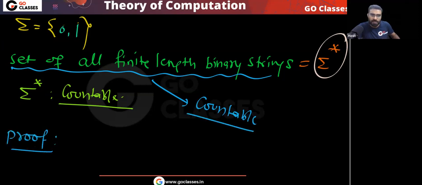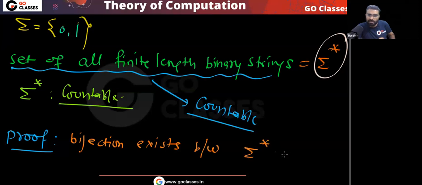The proof is you can create a bijection between this sigma star and the set of natural numbers. Yes or no? The proof is this: a bijection exists between sigma star and the set of natural numbers. What is that bijection? Let me know. So remember, sigma star is the set of all finite length binary strings.